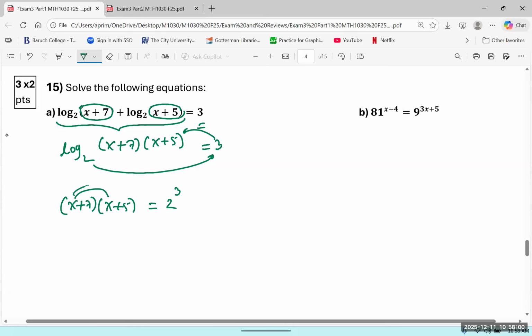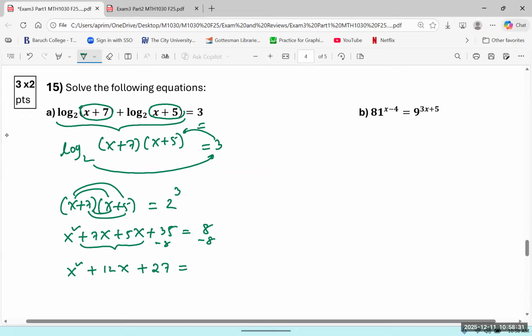And then we do distribution here. So we get x squared plus 7x plus 5x plus 35. And we have 2 cubed, which is 8. We have like terms here, and we subtract 8. So we get x squared plus 12x. How much is 35 minus 8? 27. Positive or negative? Positive, because 35 is positive.